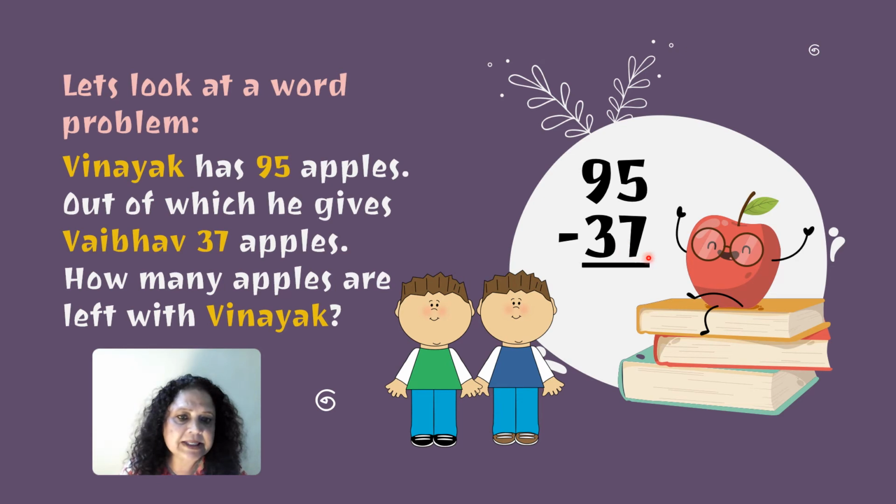Now to minus 7 from 5, what do we do? We have to borrow 1/10 from the tens place. So we borrowed 1/10 from the tens place. This number becomes 15. 10 plus 5 is 15. What do we have left over here? We have 8. So 15 minus 7 gives us 8. And 8 minus 3 gives us 5. 95 minus 37 is 58. So Vinayak has 58 apples with him.